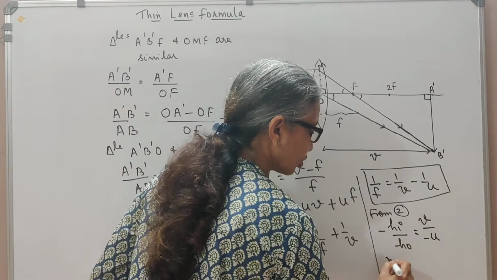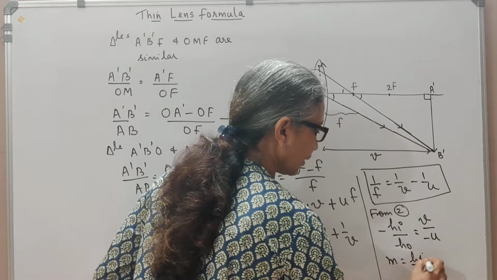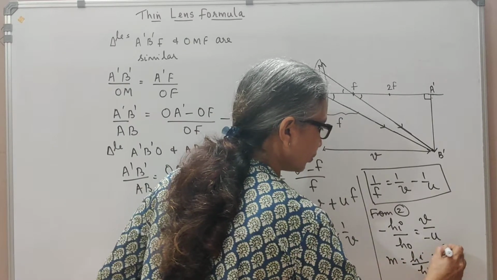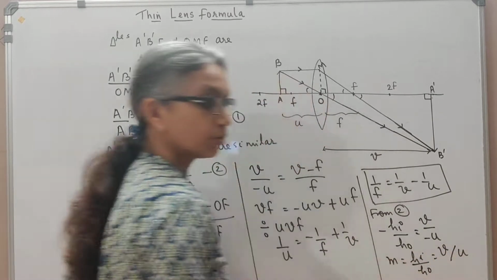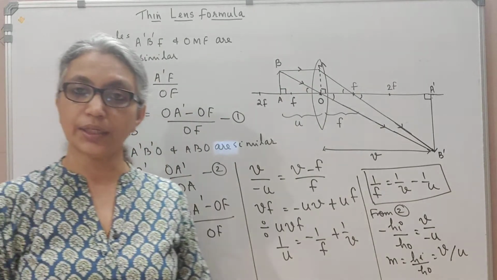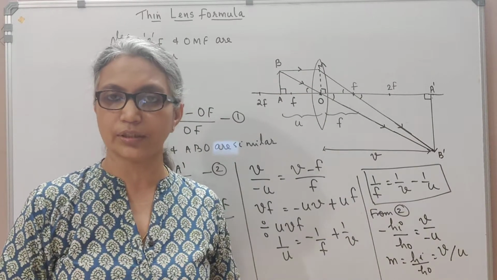Or magnification, as you know, is HI by HO, which is equal to V by U. So you need to arrive at the thin lens formula and the magnification of a lens using a ray diagram.